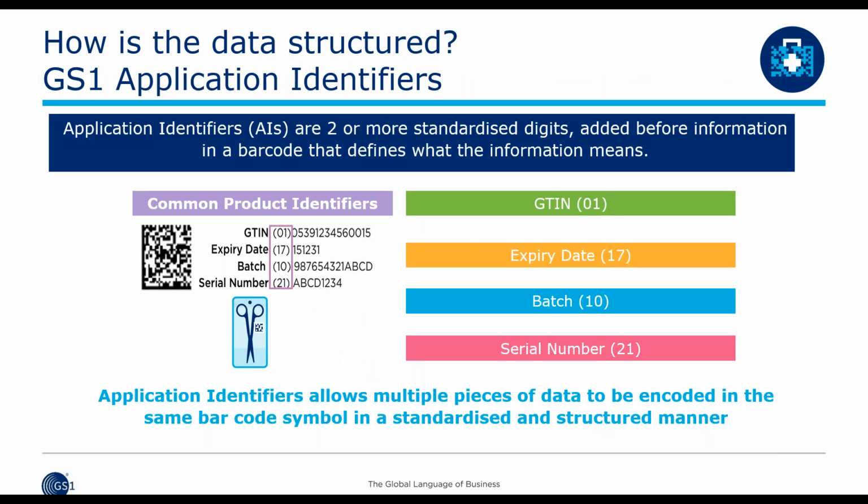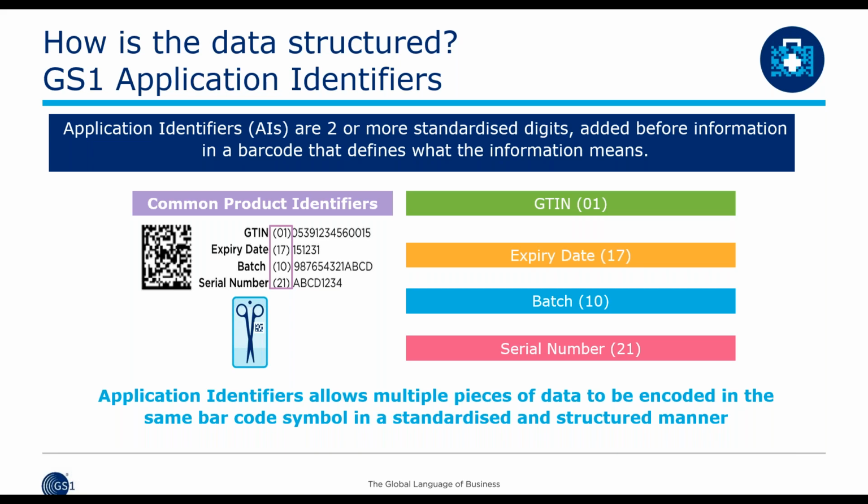So how specifically is the data in the GS1 standard barcode structured? You may know, or you may have guessed, it is using the numbers in the brackets before the information. These are called application identifiers, and they are two or more standardized digits added before information in a barcode, and they're used to define what the information means.